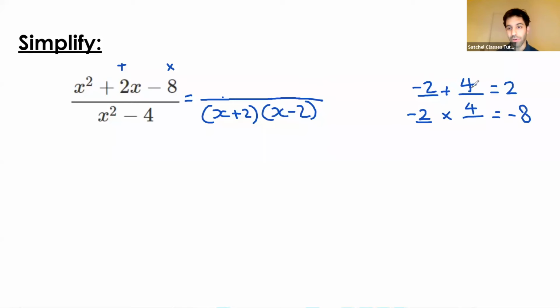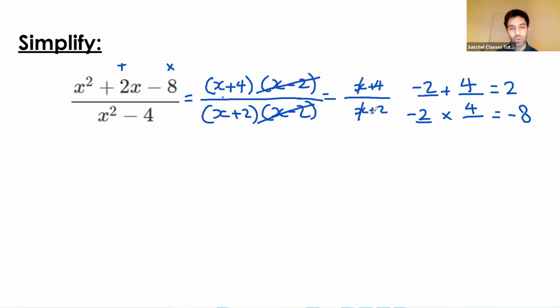So minus 2 and 4 work out. So once I've got these two numbers, I can rewrite this expression as x plus 4, x minus 2. Now I can start to cancel down. So I have an x minus 2 on the top, and I have an x minus 2 on the bottom. So they cancel out, and what I'll be left with is x plus 4 over x plus 2. And be aware, these x's do not cancel down because they're not factors. We're simply adding x to 4, and we're simply adding x to 2.